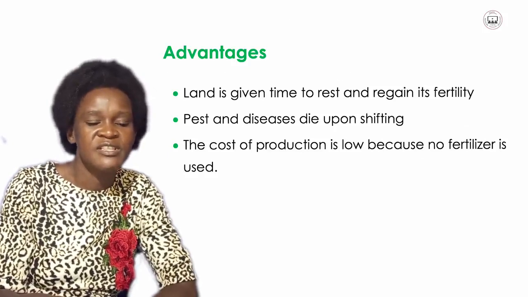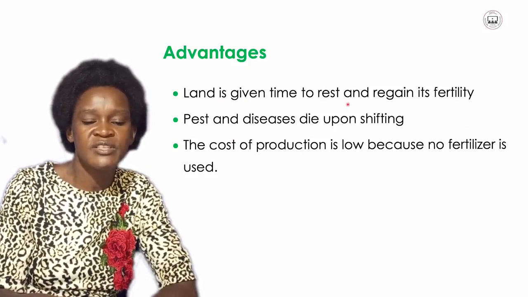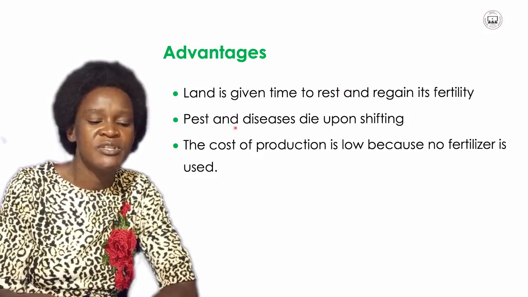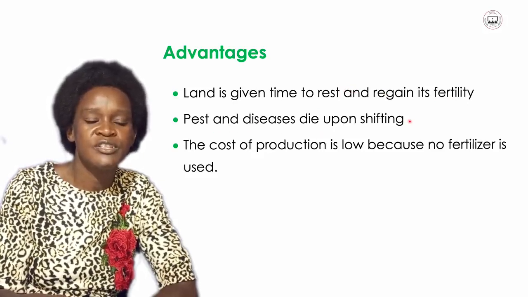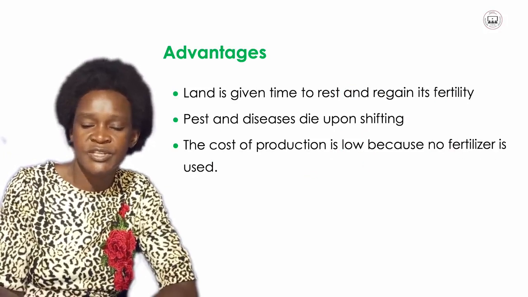Some of the advantages of shifting cultivation could be land is given time to rest and regain its fertility, more especially when that land is abandoned. Pests and diseases die upon shifting. The cost of production is low because no fertilizer is used.